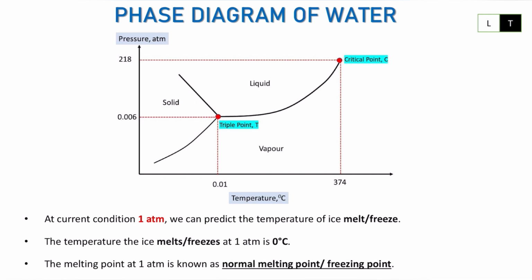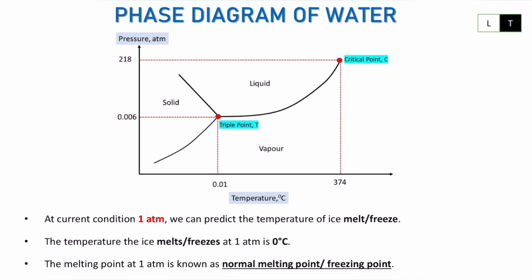the left. For your information, for normal atmospheric pressure iaitu 1 atm, kita boleh predict temperature ice iaitu kita punya solid phase of water melt ataupun freeze. So mari kita lukis kat mana position 1 atm. Kalau lihat, this is our pressure 0.006 atm. So of course 1 atm will be higher than here. So dia maybe around here.